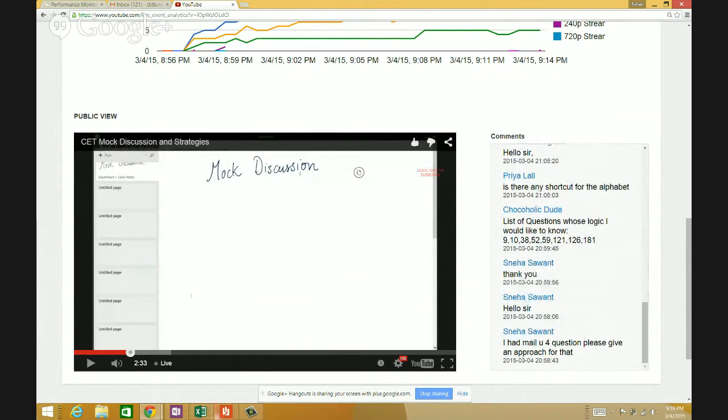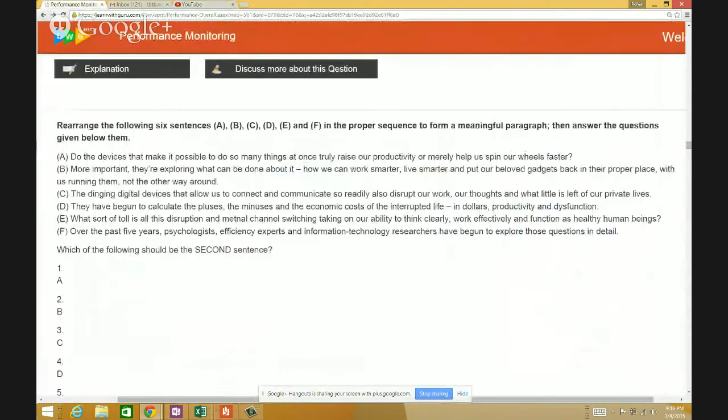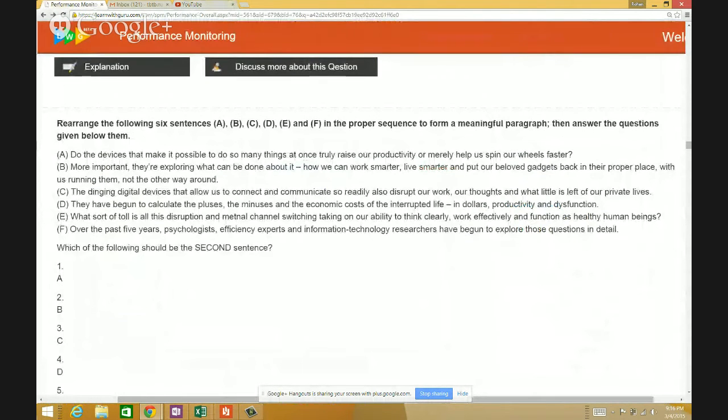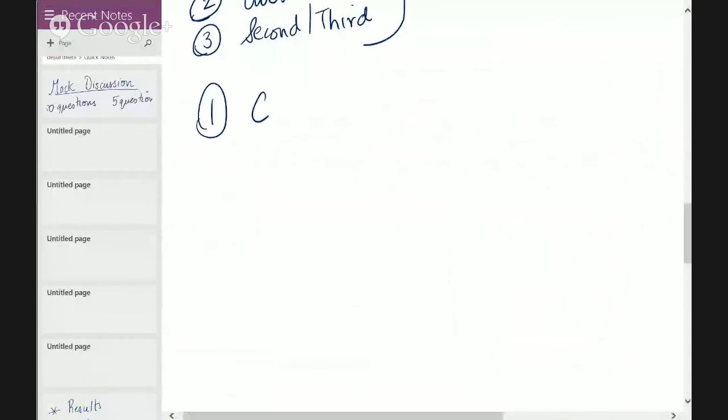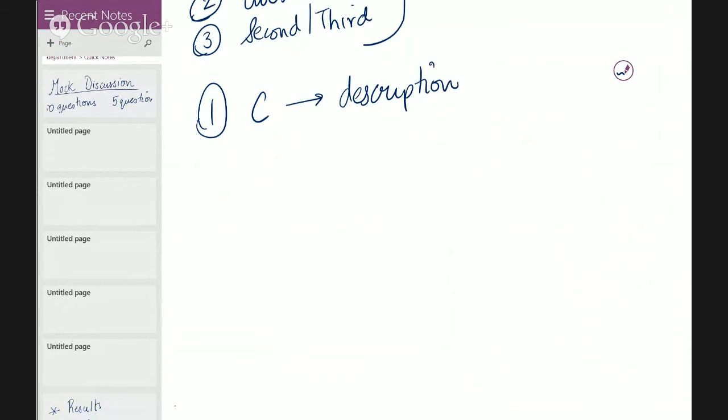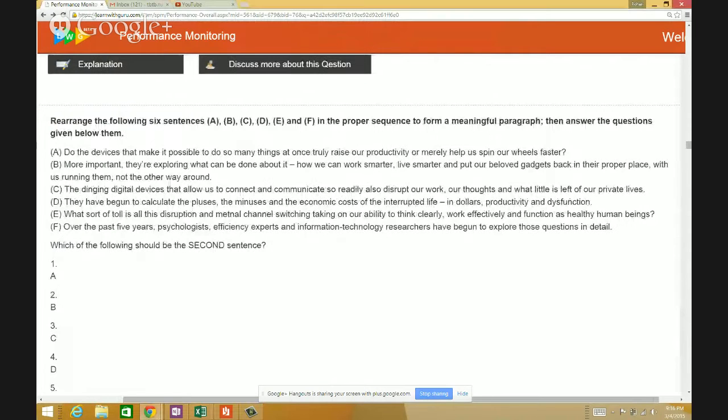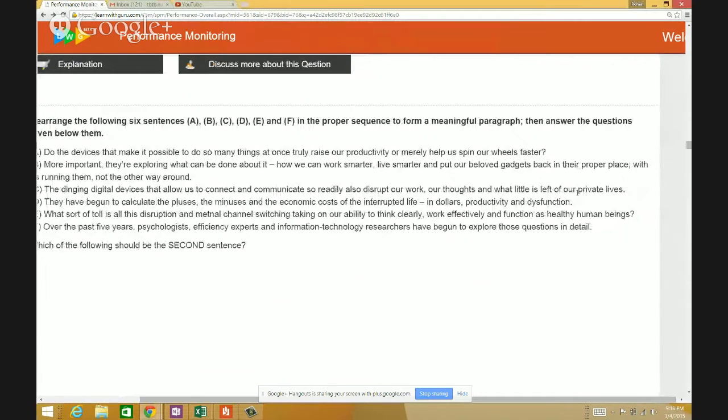So yeah, we were talking parajumbles. About the second sentence, I told you they've spoken about digital devices that allow us to connect and communicate. Whenever you have an opening line, this is the first line, the description. Once you have the description in place, the next line has to be a reinforcement of the same description. Now we're talking negative about it, that it disrupts our work, our thoughts, and what little is left for our private lives.